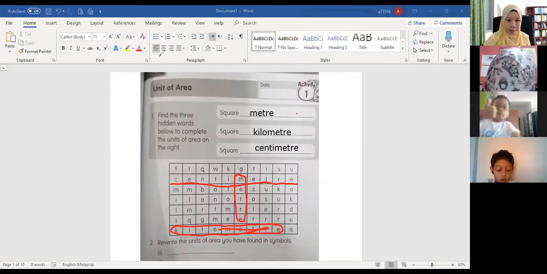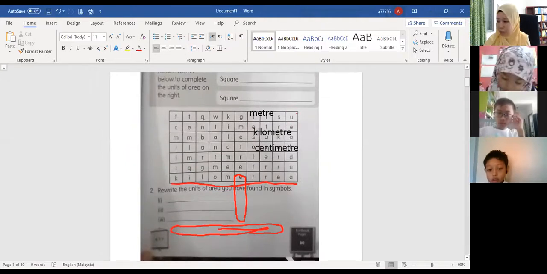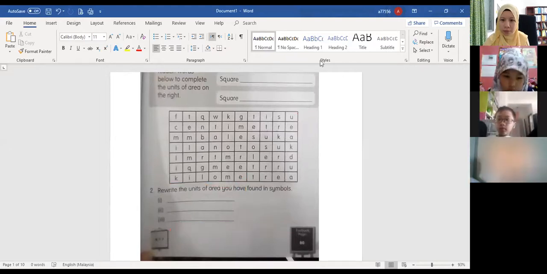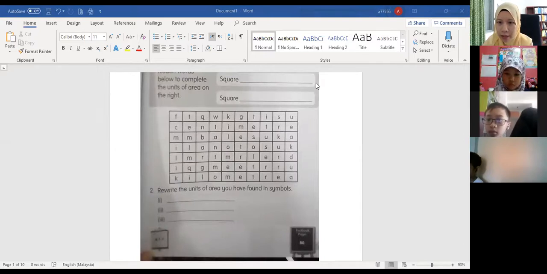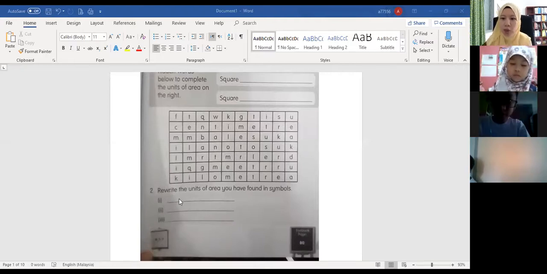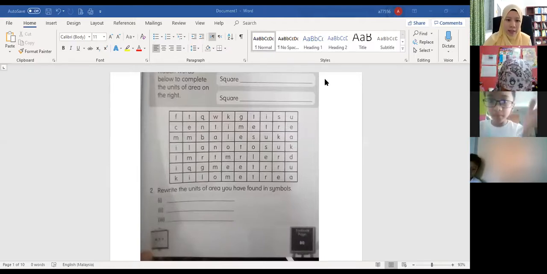Okay, next. Question number two. I hope you can follow me. Rosanna, please show me your face. Okay, question number two. Rewrite the unit of area you have found in symbol. So the question asks you to write the unit in symbol. Okay, this time, Ibrahim, can you write the answer here? Tulis jawapan the unit in symbol. Tulis jawapan dekat screen teacher. After this I want you to answer the question inside my screen.